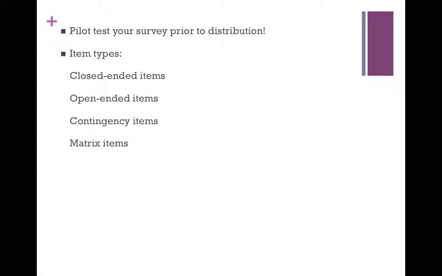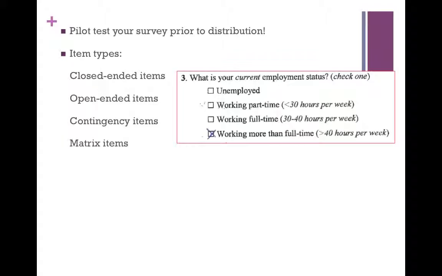Now we are going to take a look at survey item design. There are four major types of survey items: closed-ended, open-ended, contingency items, and matrix items. Let's take a look at closed-ended items. On this slide in the red box, this is an example of a closed-ended item. These are items that have a fixed set of responses.